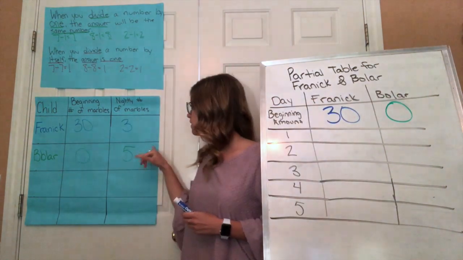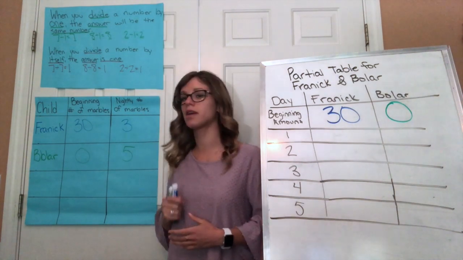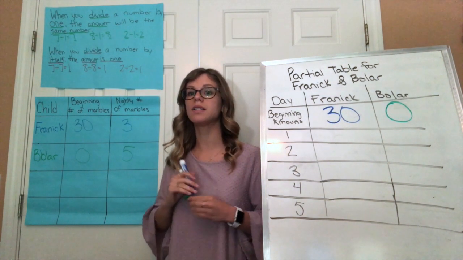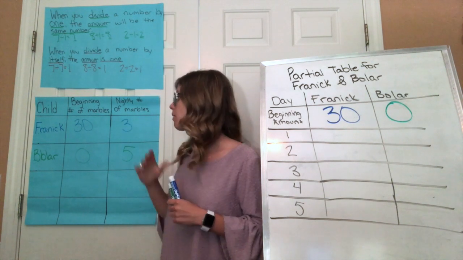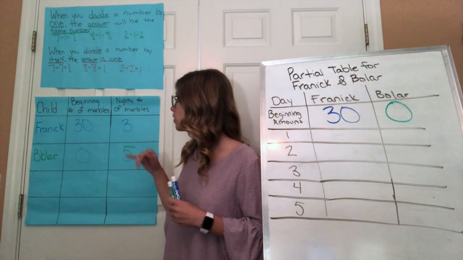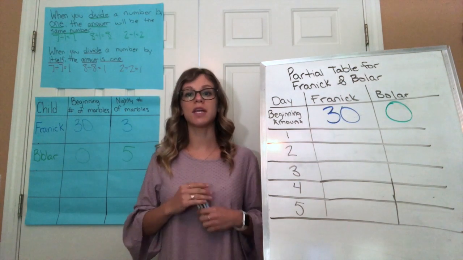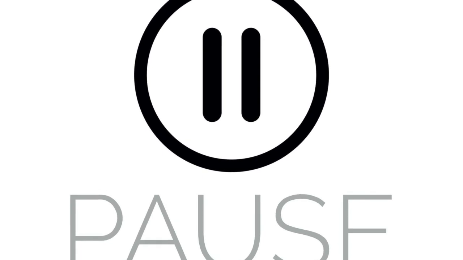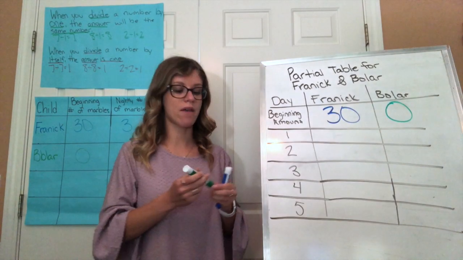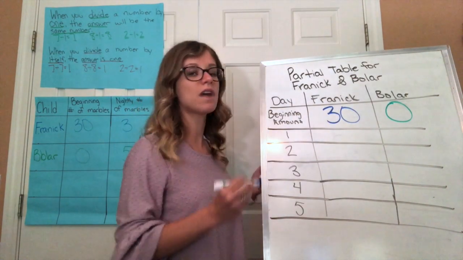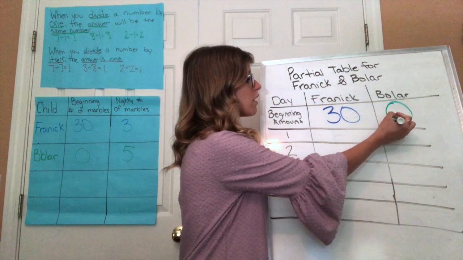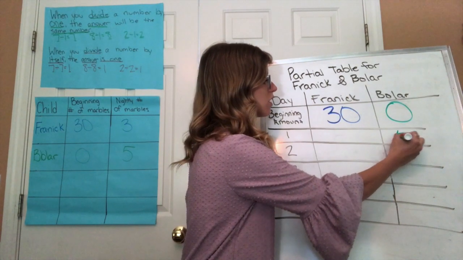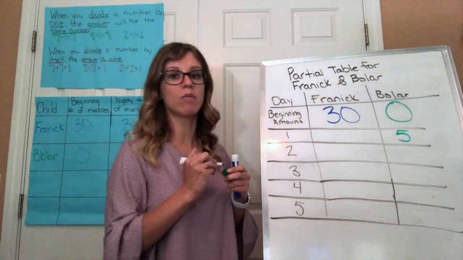Pause me and look at this table right here, and I want you to think about how many marbles Franek and Bolar got each night. They got different amounts. Franek got less than Bolar did, but they got the same amount each night. So Bolar every single night got 5 marbles. So if he starts with 0 marbles, and then night 1 he would get 5 marbles, he would have 5 marbles total.